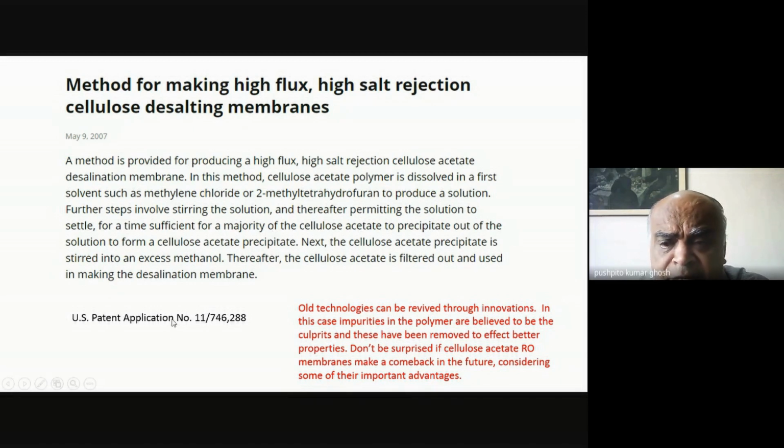And this patent is not so old. You can see, May 9, 2007, whereas the original membranes were invented in the late 50s. You can see that someone is working something like 45, 50 years later and trying to make an improvement. The smartest people are those who sometimes can revive things which seemingly have a problem, and just make them better. So look at this.